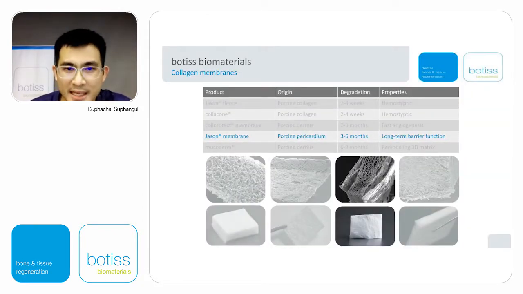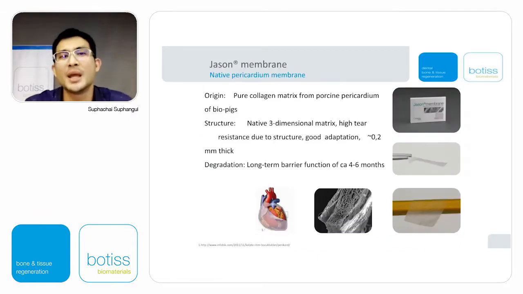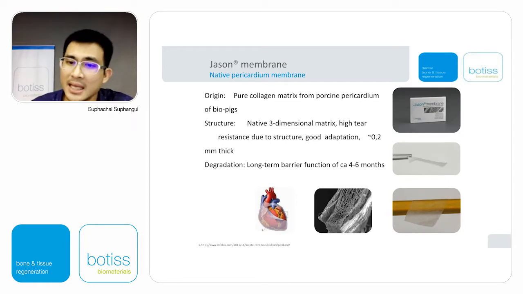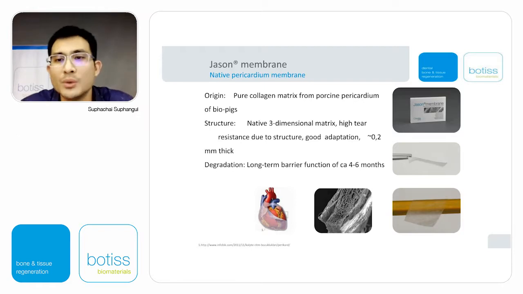The Jansen membrane is a porcine pericardium. By its own structure, because the pericardium is very, very packed with collagen, you can see it's very thin. It's just about 0.2 millimeter thick, but by its own structure, it's very dense. That's why it has a long-term barrier function. It takes about 4 to 6 months.